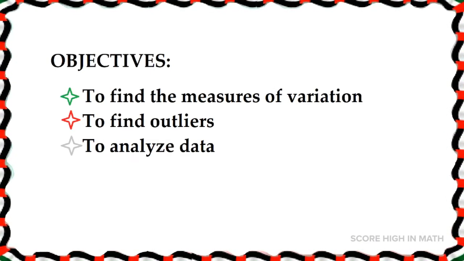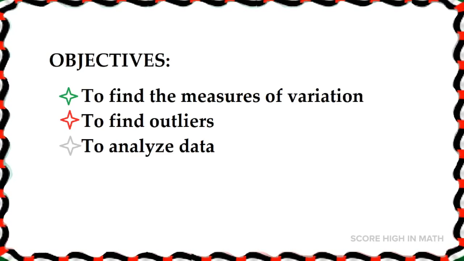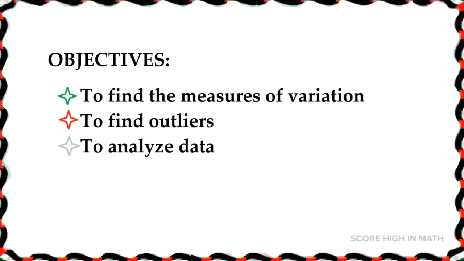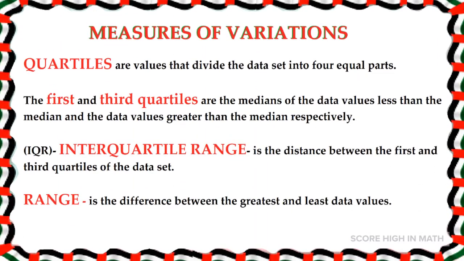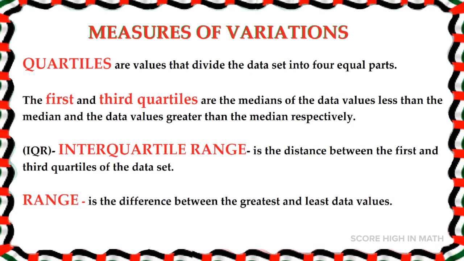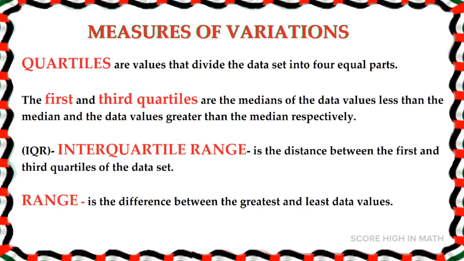Now, our objective for today is to find the measures of variation, to find the outliers, and to analyze data. So that you will understand well the lesson, in the measure of variations, we are going to use quartiles, first and third quartiles, interquartile range, and range.